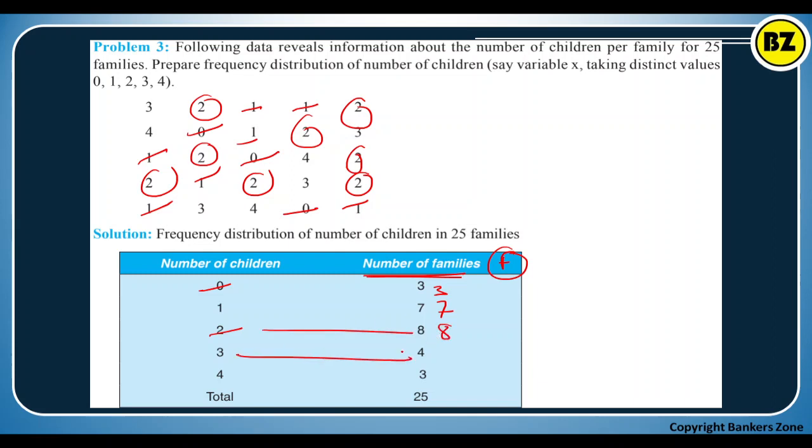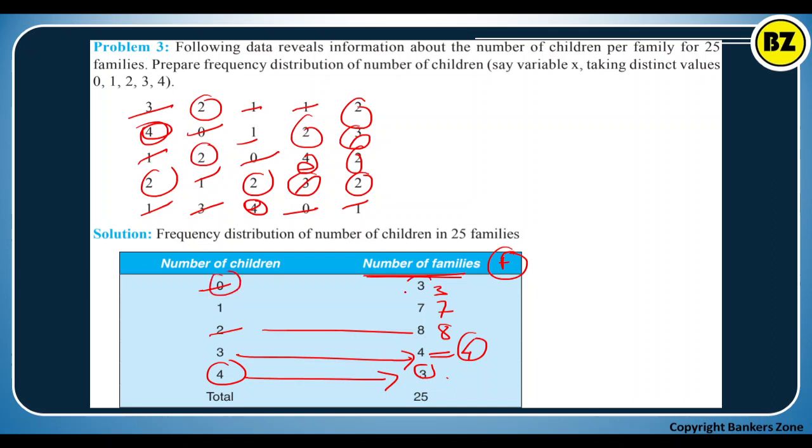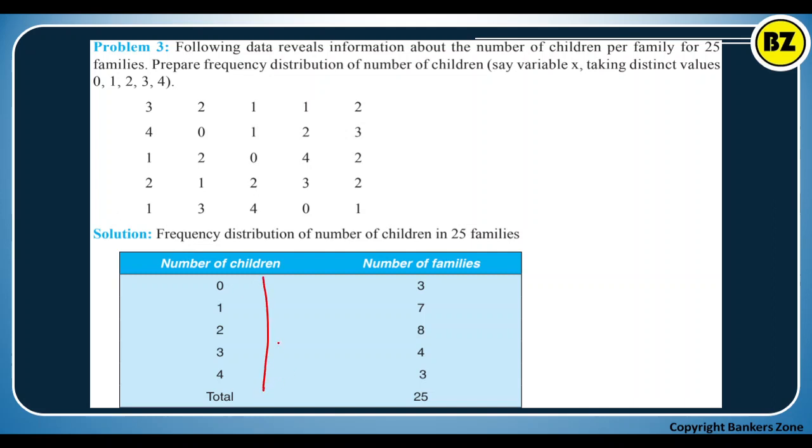Now 3 will be 4 times. See, 1, 2, 3 and 4. So the frequency is 4. 4, how many times? See, 1, 2 and 3. So 4 is repeated 3 times. So 4 children, 3 times; 0 children in the family, 3 times. That is nothing but the number of children representing x, and this is your frequency. So simply you have prepared the discrete frequency distribution table.